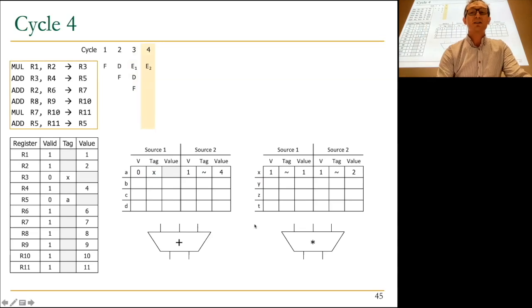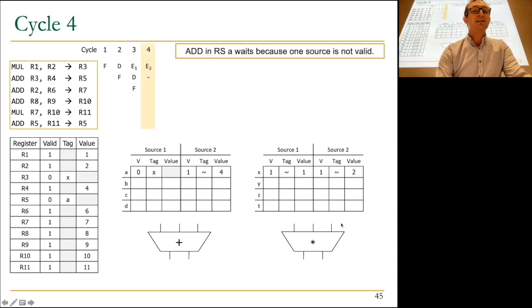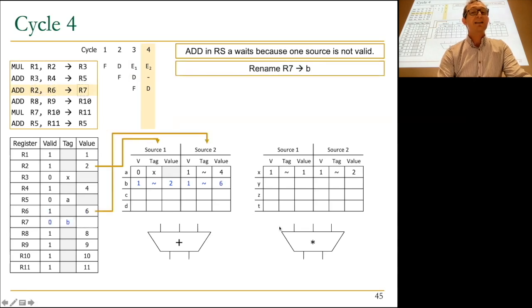In cycle 4, this multiply here is happily executing. Add in reservation station A has to wait because one source is not valid. Now we can decode the next add. Let's take a look at what happens. Decode, again, we take the first source register, register 2. It's valid, and the value is 2. We take the second source register, which is register 6. It's valid, and the value is 6. Now this can execute, right? It doesn't matter whether the previous instruction couldn't execute, it got out of the way.